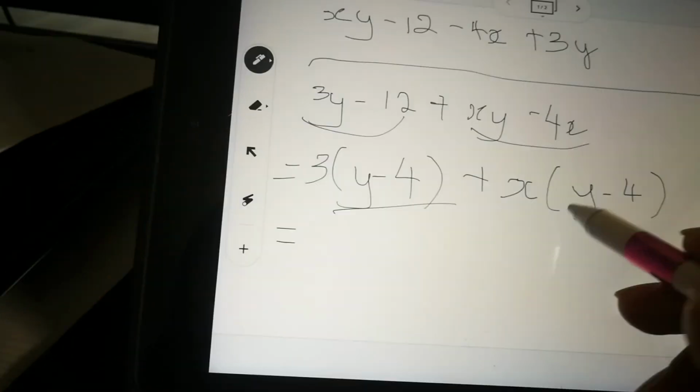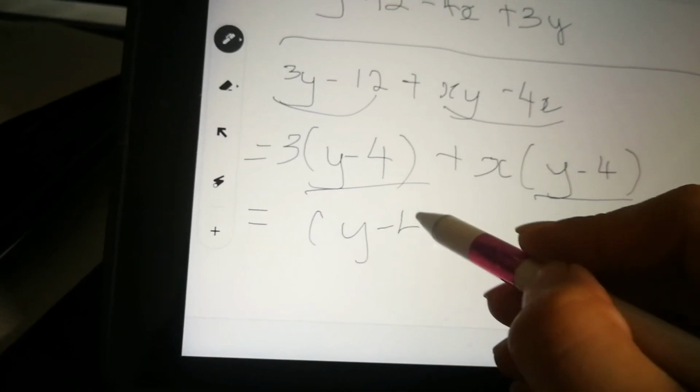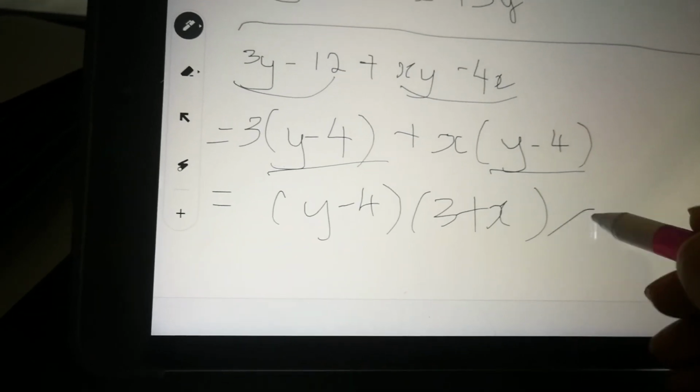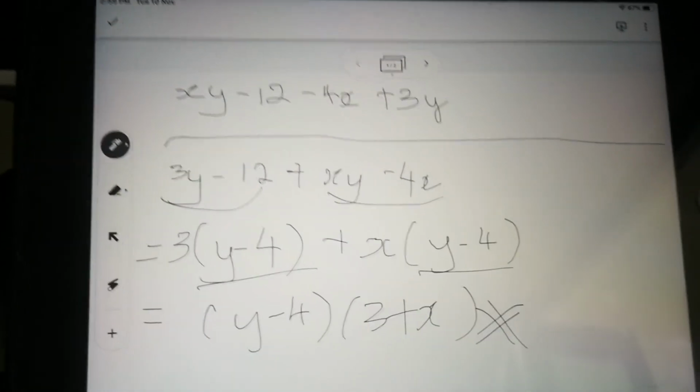Now, what is common? y minus 4 is common, right? So answer is 3 plus x. Okay, this is one way to reshuffle them. Alright?